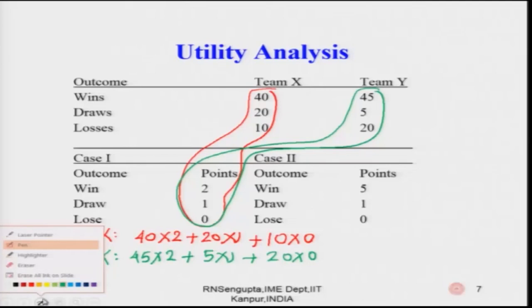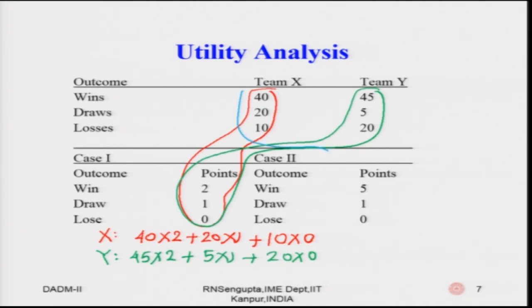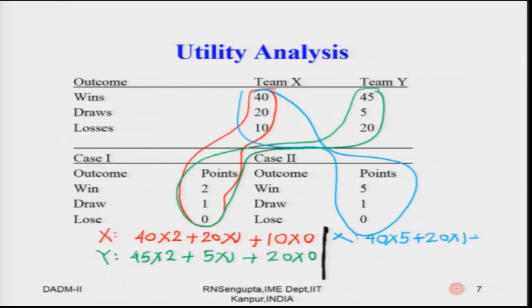I will come to the actual calculations later on. In this case, team X would do the ranking. I am using a different color. For X it would be 40 into 5 plus 20 into 1 plus 10 into 0.